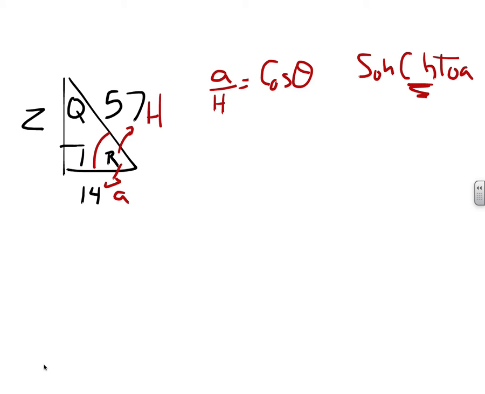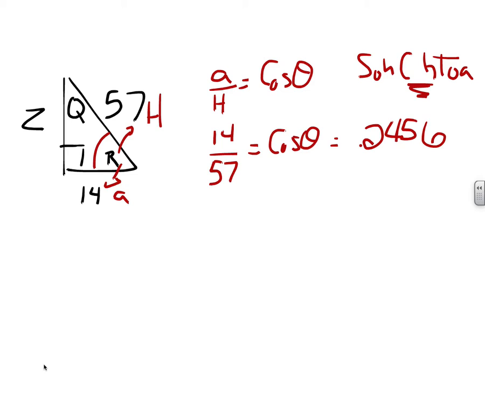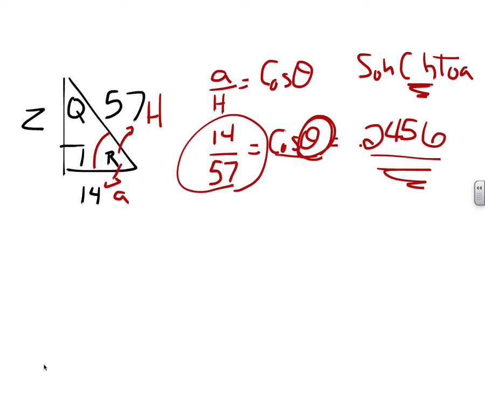Well, A I know is 14, the H we said is 57. That equals the cosine of the angle. Well, if I do that division, I get the answer 0.2456. This number is equal to the cosine of the angle. Well, I don't really want the cosine of the angle. I just want that angle number. So what I have to do is uncosine this angle or uncosine this math, whichever way you want it.